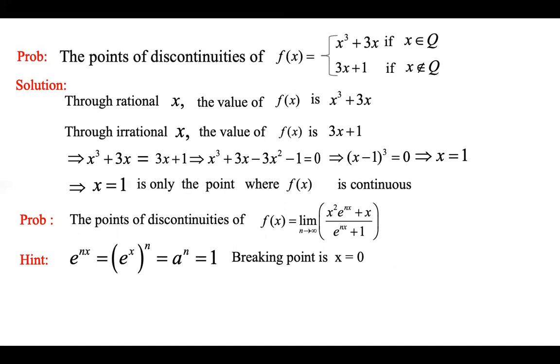When x is greater than 0, e power nx will be greater than 1. In that case, you divide with e power nx in the numerator and denominator, so the overall function will become x square. Therefore, piecewise, when x is greater than 0, it is x square. When x is less than 0, it is x. When x is equal to 0, the function value is 0. So you can check its continuity and differentiability very easily. And I gave you one more problem.